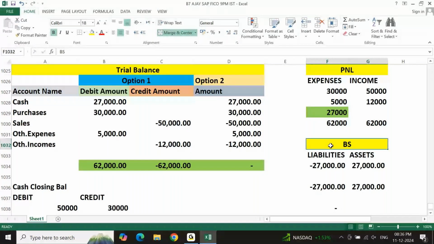Correct. Big question mark whether to accept I do not know accounting, or to accept I do not know SAP, or to accept I don't know both. Because we are understanding, we are learning, but we are not connecting the dots.